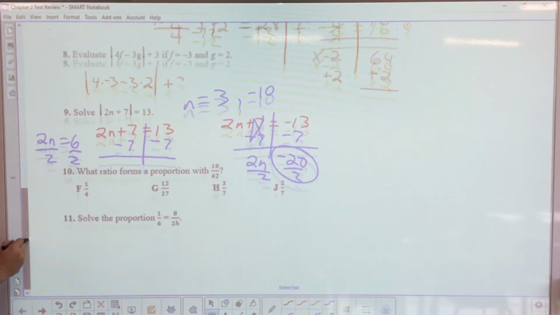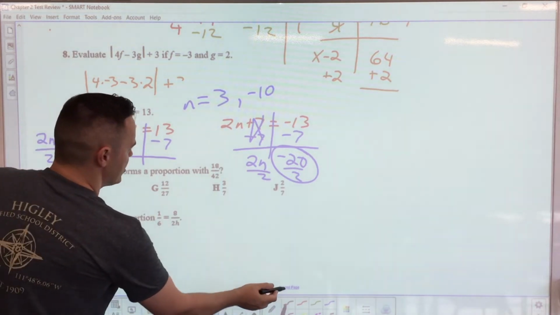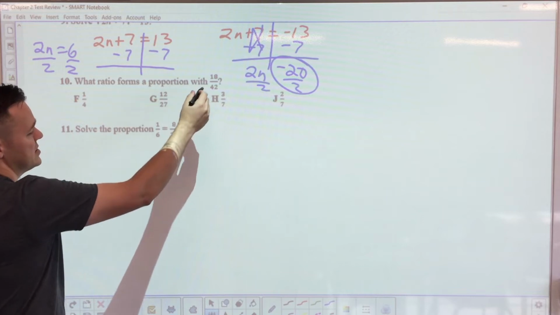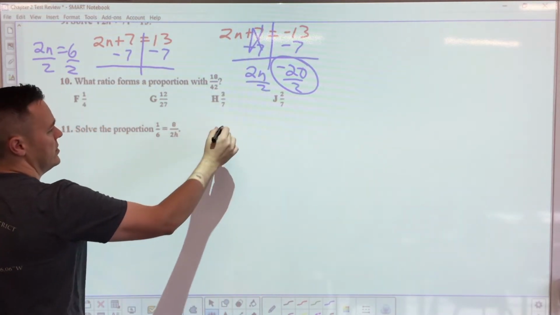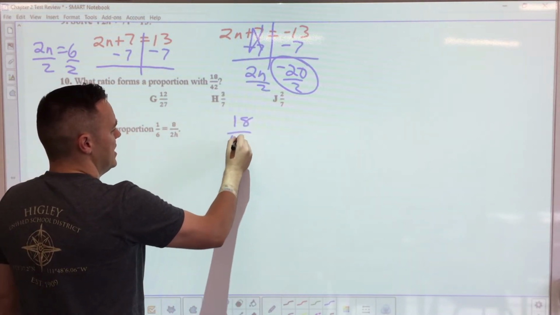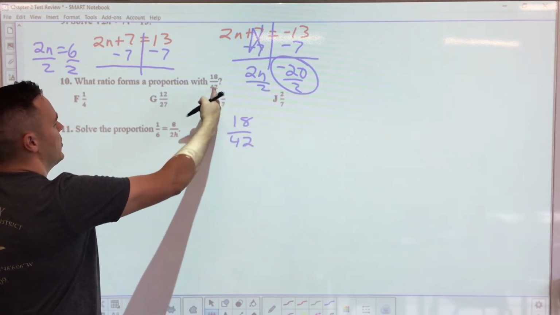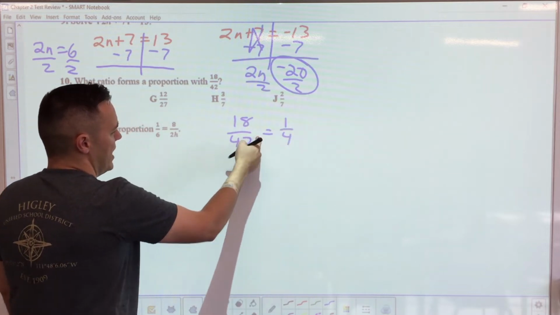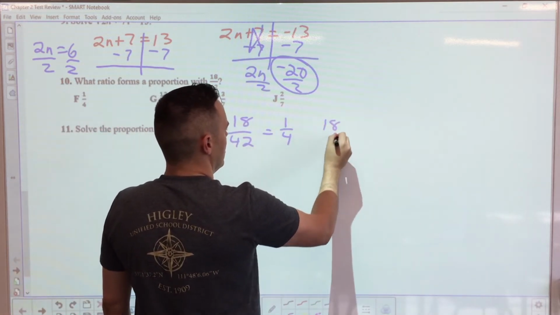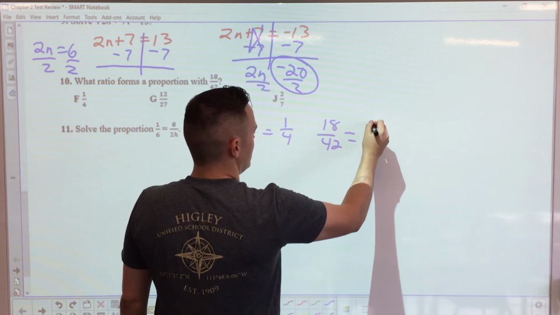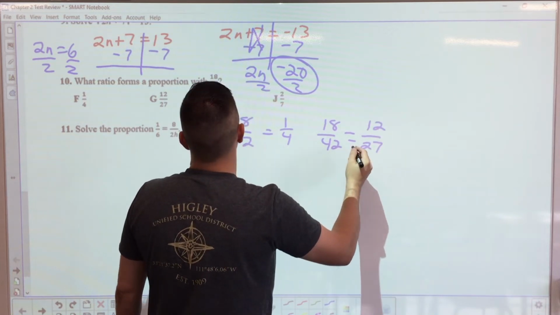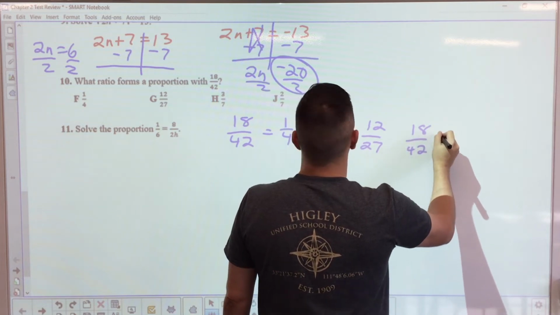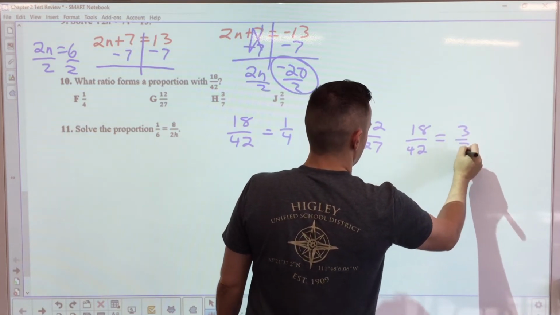Number 10, which ratio forms a proportion? We had done these in class, if you guys remember how to do these. All right, what I simply want you to do is put these into a calculator. So remember how the setup is, here's your original proportion, your ratios is going to be equal, and then you cross multiply. So we're going to put this in a calculator. Okay, and then we'll do the 12 over 27, and then we will do 18 over 42 equals 3 over 7. So I'm going to stop there.